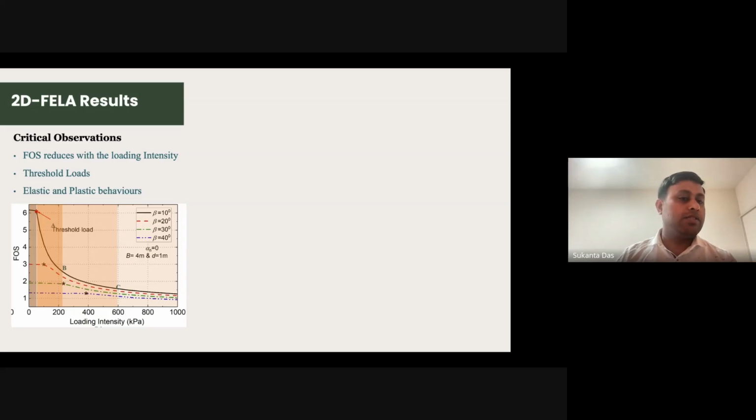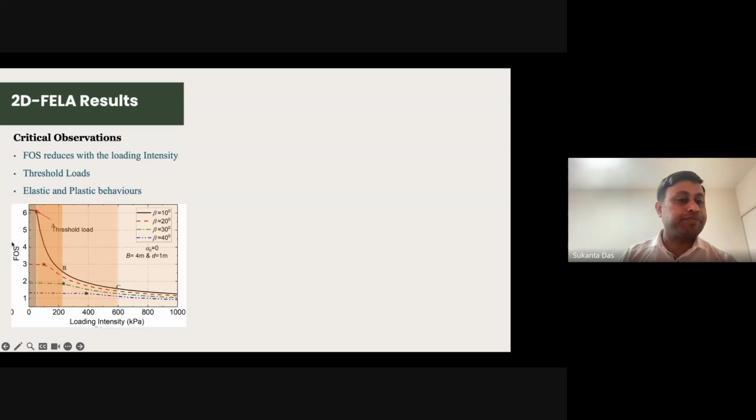You can see at 10 degree, it's almost 6, above 6, so very high. Then as the slope angle increases, the factor of safety decreases. So this is what our analysis expects, as conventional theory says.